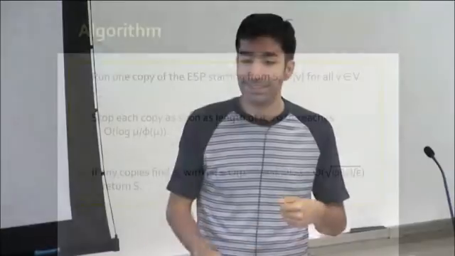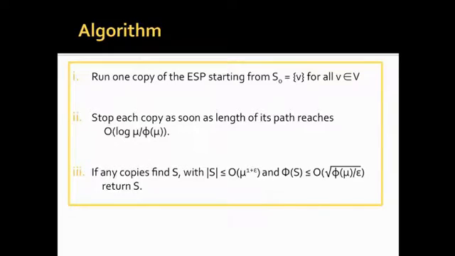So very simple. We just run the process from each vertex. Okay. So let me now talk about the analysis. I'm going to show you that there exists a vertex V such that if you run this process, with some non-zero probability, you're going to find a small non-expanding set.